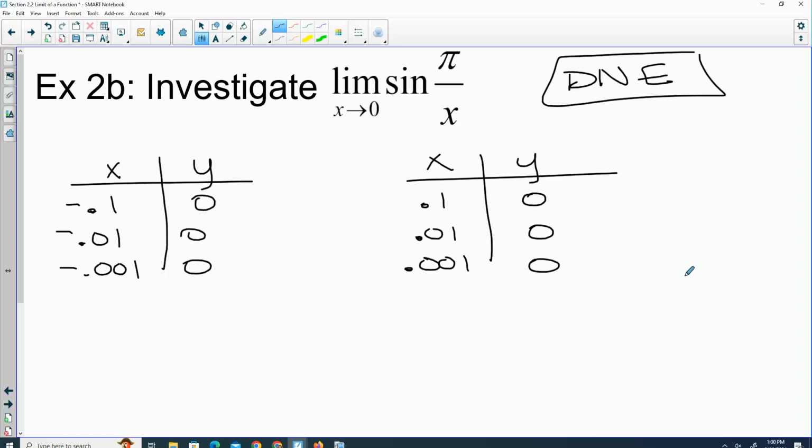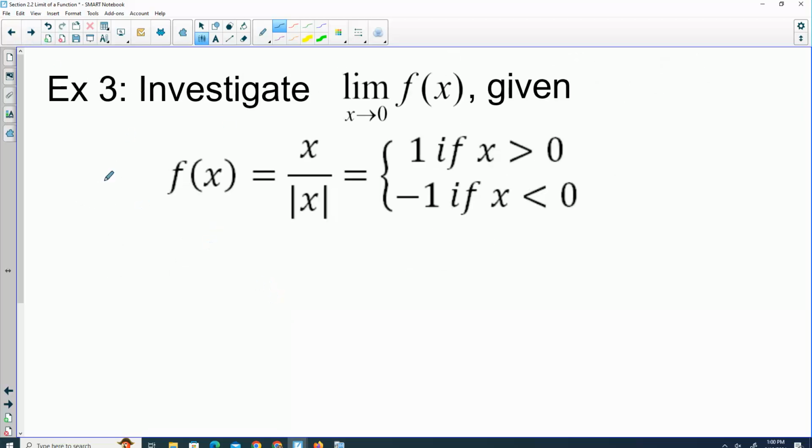I'm going to do 1 or 2 more and then I might jump ahead on notes just a bit. So let's go ahead and look at this one, but I want to do it not by making a table but by drawing a graph.